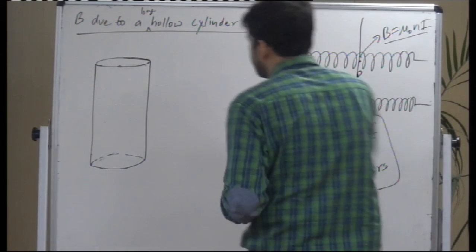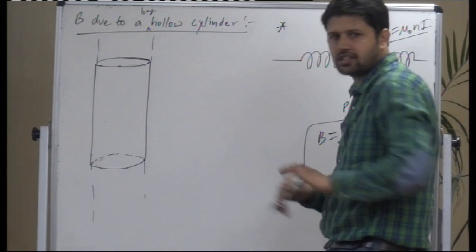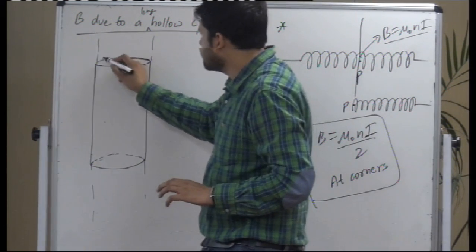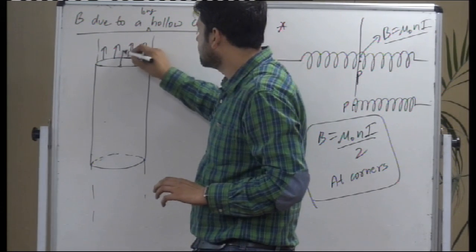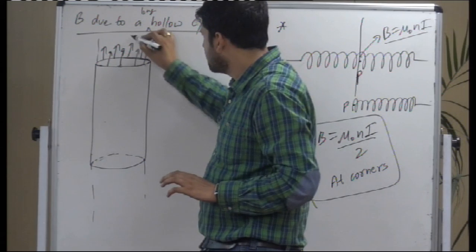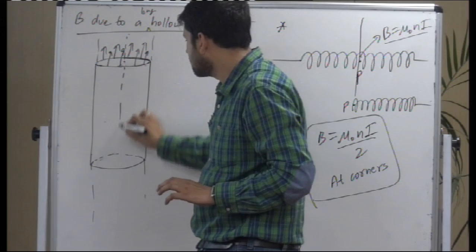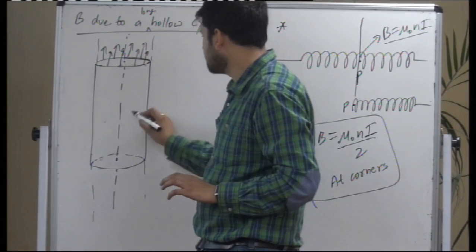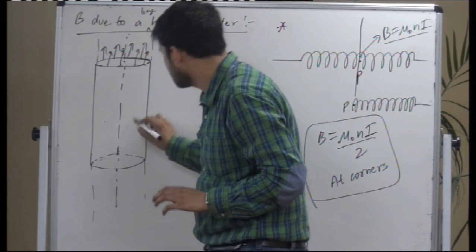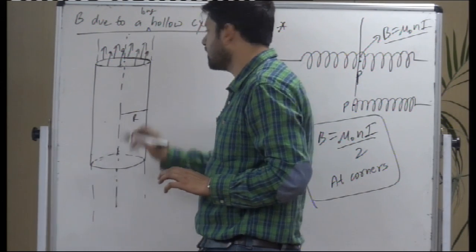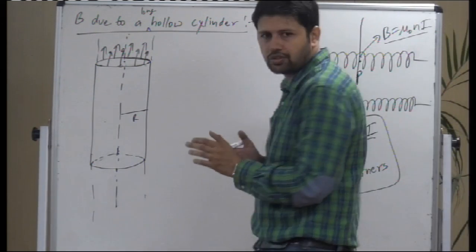So again, it should be a long cylinder, so that the field is uniform in every region. Is it okay? Now the current is carried only by the circumference portion, not by the inner portion, and this is the axis. Let's say this is the radius capital R. So we have two regions, one is the inner region of a cylinder and one is the outer region of a cylinder.